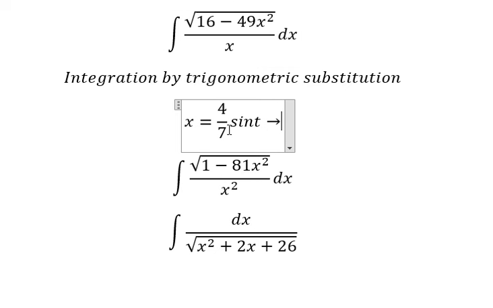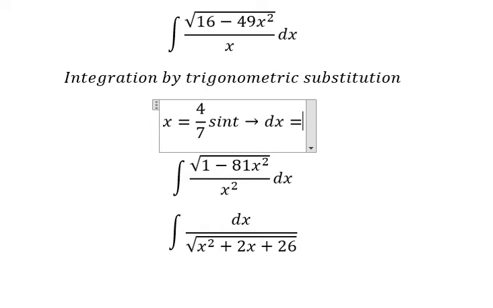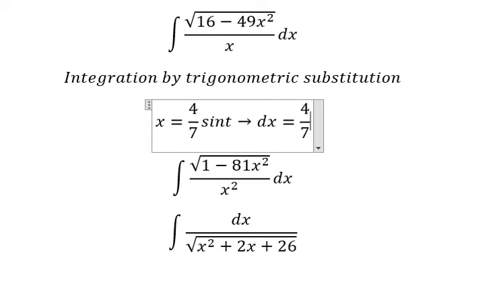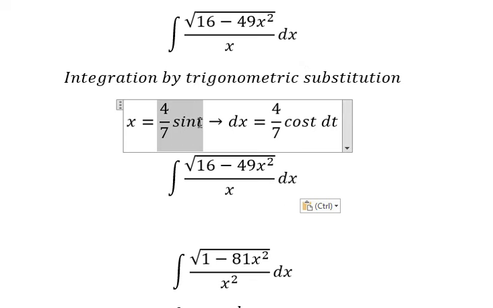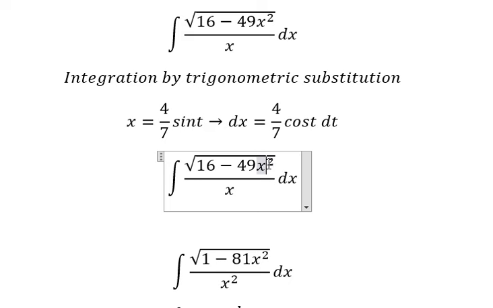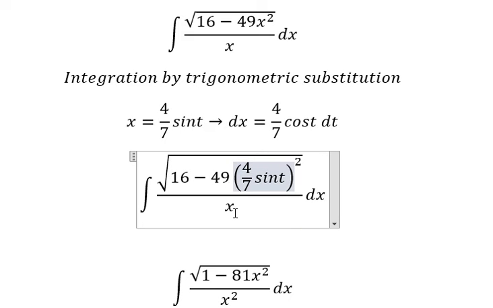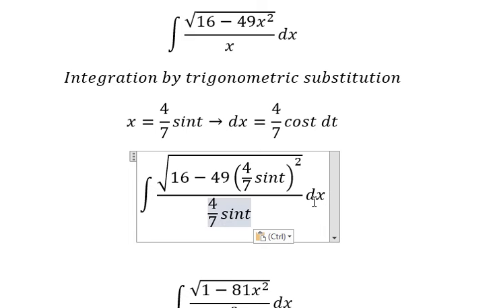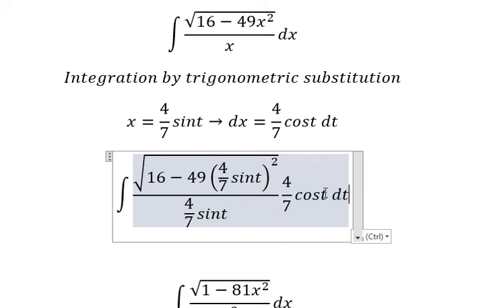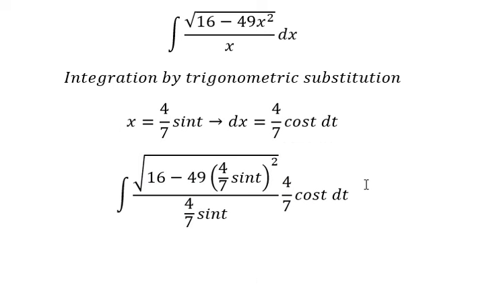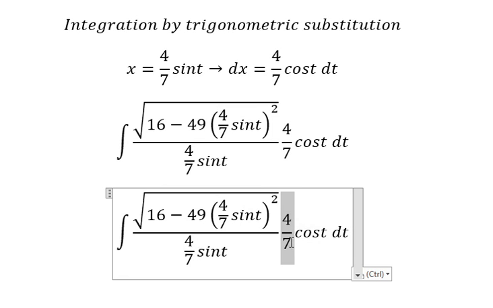Next, we need to do the first derivative for both sides, and you get ds equals 4 over 7 cosine t dt. So I will put this one in here and here. The s we change by this one. So we simplify 4 over 7.